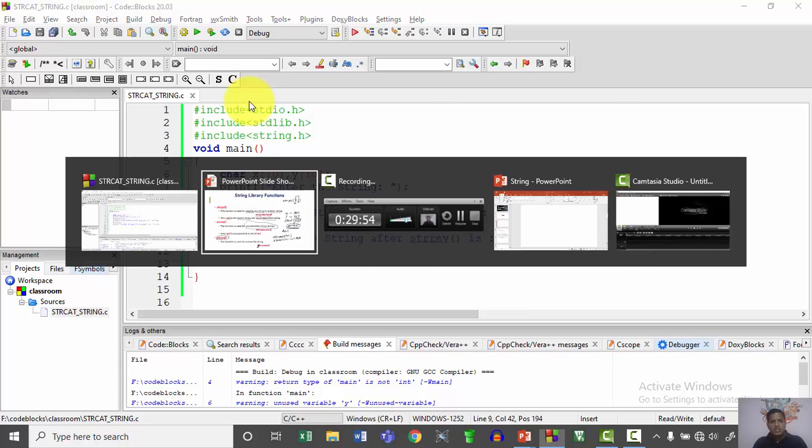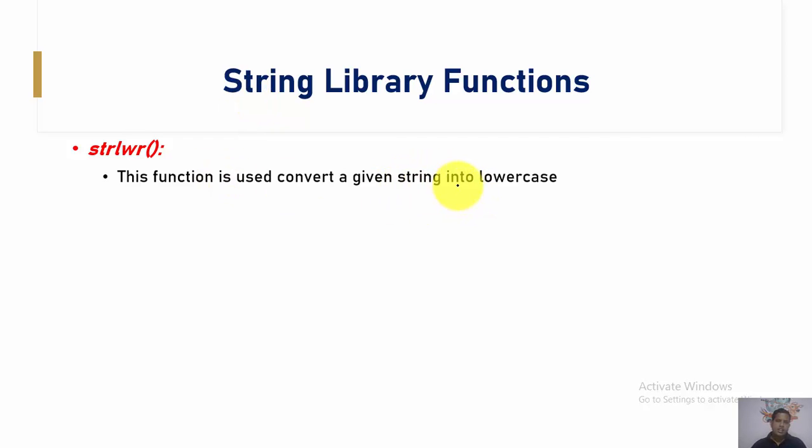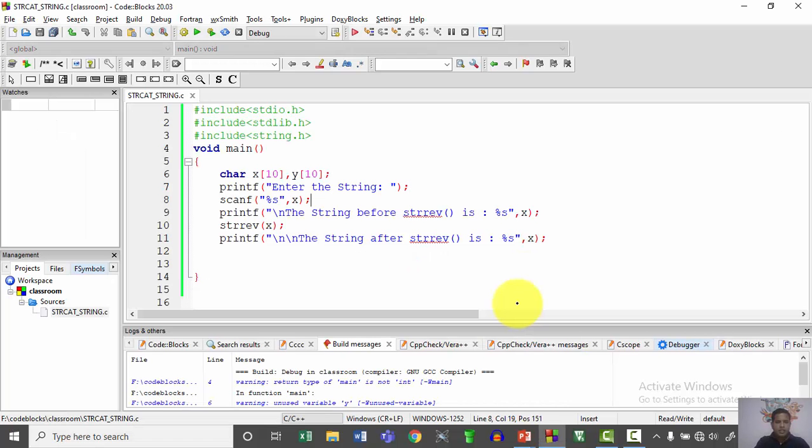The next function that we are going to discuss is strlwr. What does it do? This function is used to convert a string into lowercase. The syntax is strlwr, and whatever the string is, it is converted into lowercase. And strupr is exactly the opposite of it. It converts the input string into uppercase letters. So let us directly check its execution.